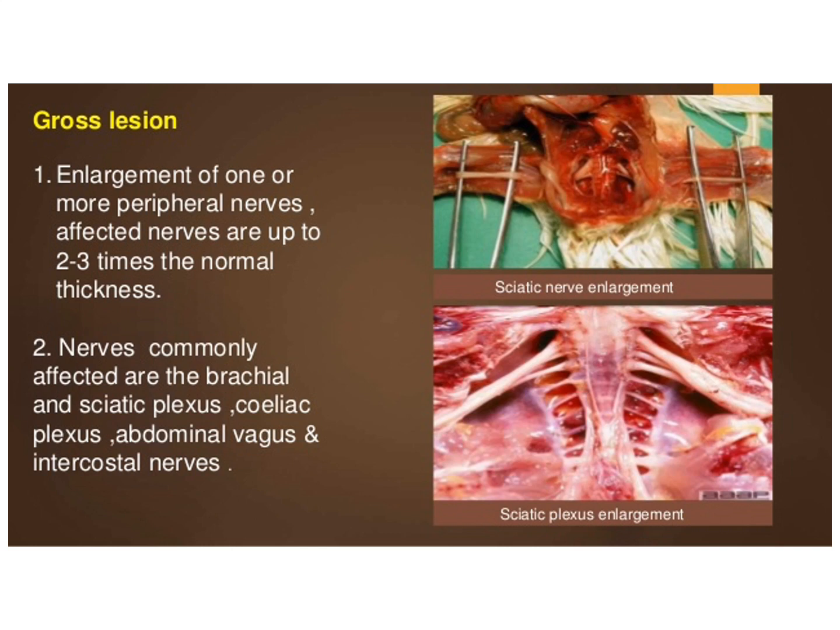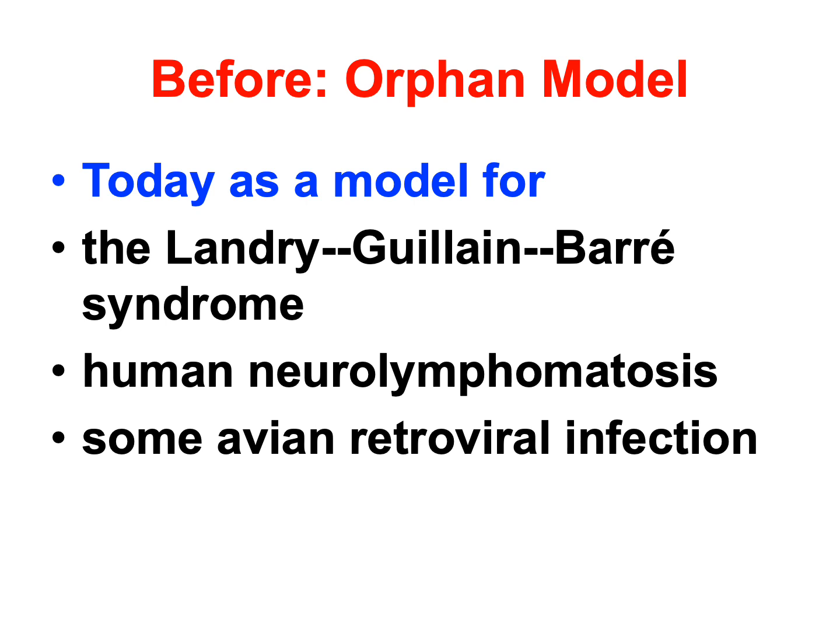This is very good for pathological diagnosis. But this is the most important reason why I mentioned it. Before, it was an orphan model, as you have learned, because it has no human counterpart disease. But I found in the brand new literature that today it can be used as a model for human diseases, the Landry-Guillain-Barré syndrome, and also as a model of human neurolymphomatosis. As a veterinarian, it is also important that Marek's disease can be a good model for avian retroviral infection. So it is no orphan model anymore.